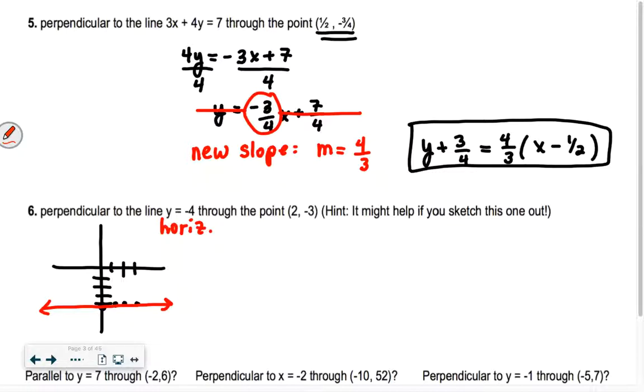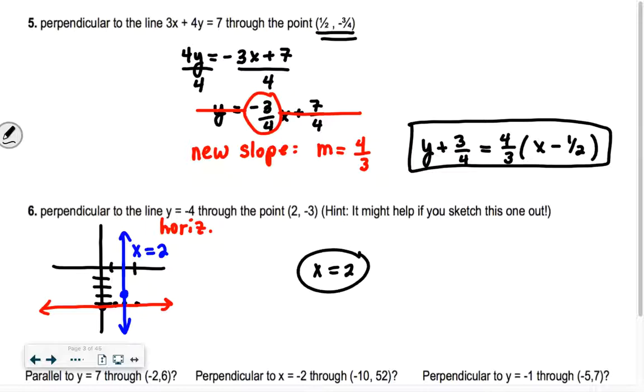And we want to be perpendicular to that. So what kind of line do we want? A vertical line. So is that an x equals or a y equals? An x equals. It's the opposite of what we had before, right? We're going to go through the point 2, negative 3. So 2, negative 3 is right here. So if we're going to be vertical going through that point, it's going to be an x equals, what's the x value? 2. So it's x equals 2.